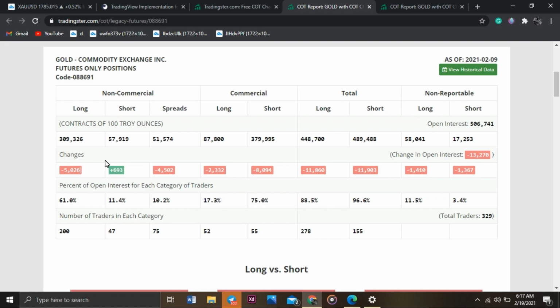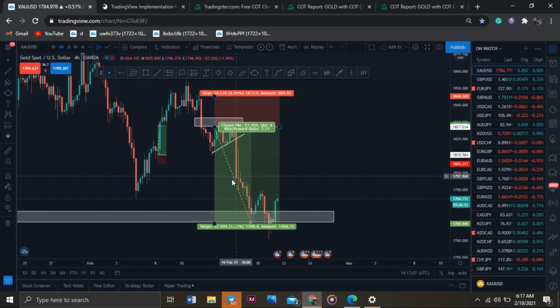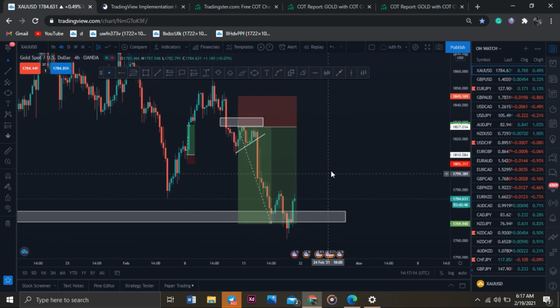When the week opened and I saw my entry presenting itself, I just entered the trade, and you can see how the trade played out beautifully. A 3.2 risk reward trade. You can see how I got almost 570 pips on this trade. A very, very sweet and nice trade I took here.